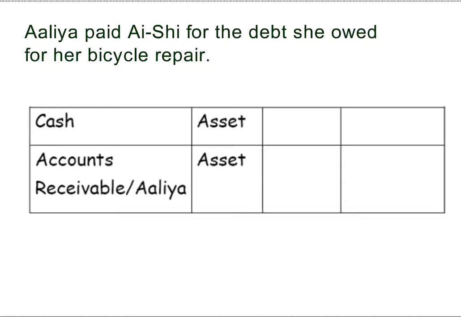Cash is an asset account and accounts receivable is an asset account. Cash is increasing while the accounts receivable is decreasing. Cash increases on the debit side and accounts receivable, an asset account, decreases on the credit side.